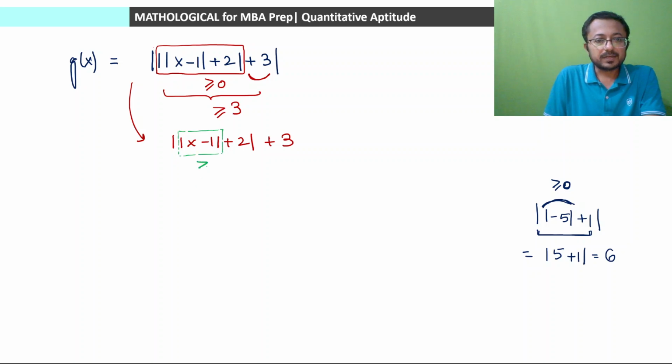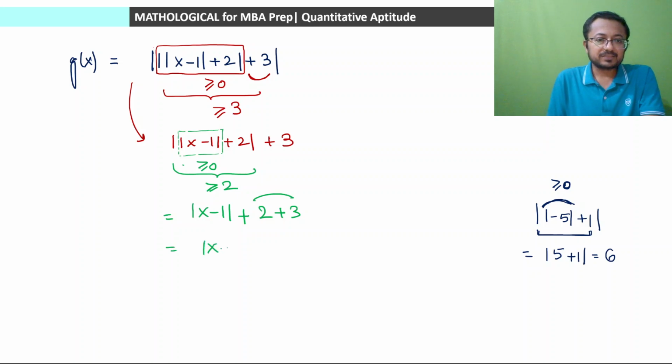Hey, this is also greater than equal to 0 because modulus hai. Then we are adding 2 additionally. So this whole expression inside is always greater than equal to 2. So this will open with a positive sign. Okay, this will be same as mod of x minus 1 plus 2 plus 3. So plus 5 हो गया basically. So mod of x minus 1 plus 5. This is our graph simplified for g(x).